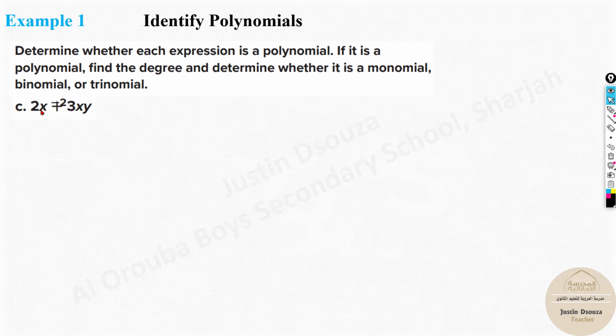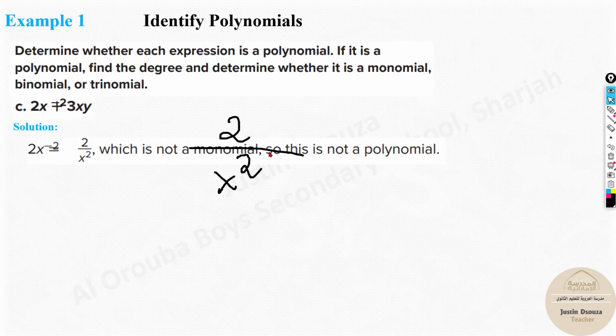Now what about this? It is 2x to the power minus 2 plus 3xy squared. Now over here, whenever you have negative power, this is not a polynomial. Why? Because if you want to make this power positive, you write it in the denominator, 2 divided by x squared. You cannot have degrees less than 0. So this is having a negative degree, so this is not a monomial, it is not a polynomial. Okay, that's it. You don't write the degrees and stuff.